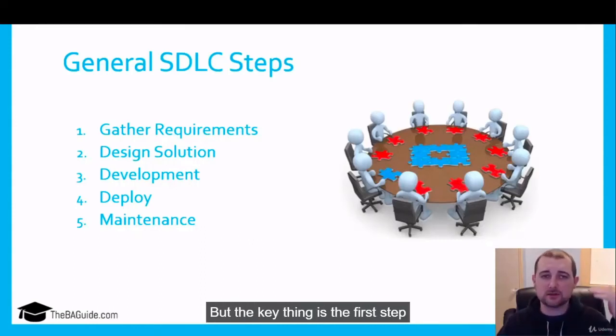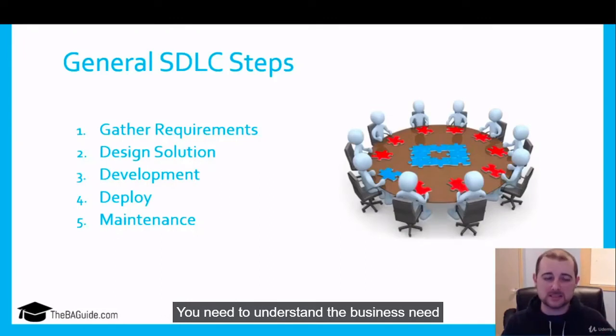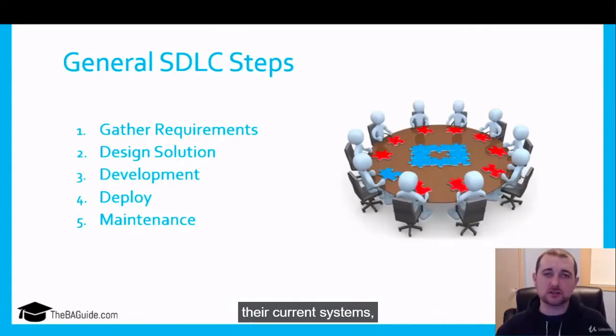But the key thing is the first step is gathering requirements. You need to understand the business need, and you need to understand the user requirements. You need to understand what ultimately needs to happen in order to produce the greatest value. Understanding what their current process is, their current systems, understanding what that to-be system looks like, and being able to do gap analysis to fill that in. You then want to design a solution to fill that gap ultimately, whether that's changing the current software or buying a piece of software and configuring it to meet your needs, or maybe even custom building that software. You need to design a solution that meets those needs.